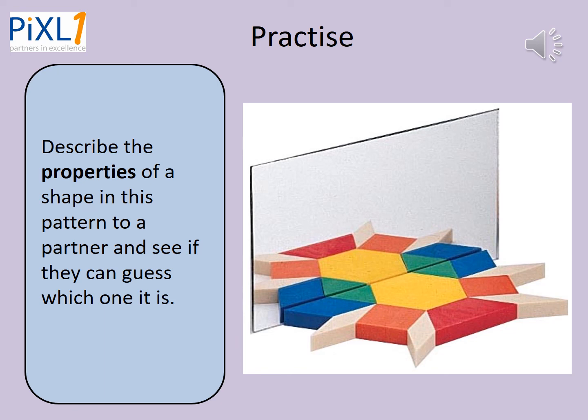Look at the picture below. Pick one of the shapes which are in the picture. Describe the properties of the shape to an adult or a brother or sister of yours. Can your family member or your carer decide what shape you are describing? Remember the properties of the shape and describe them well to your partner.